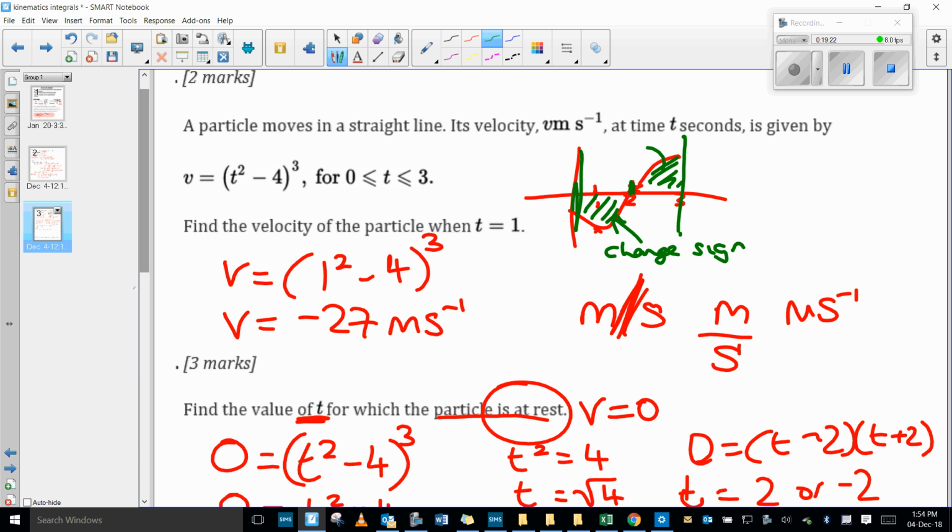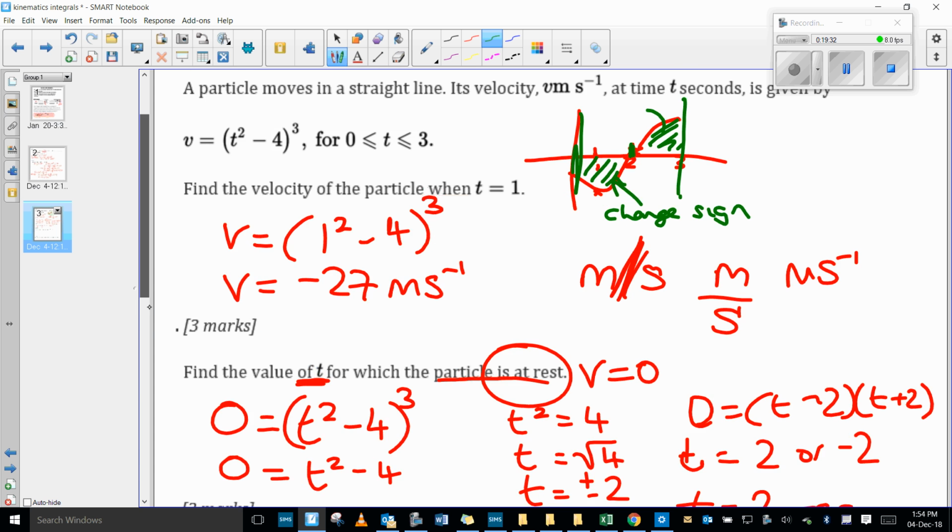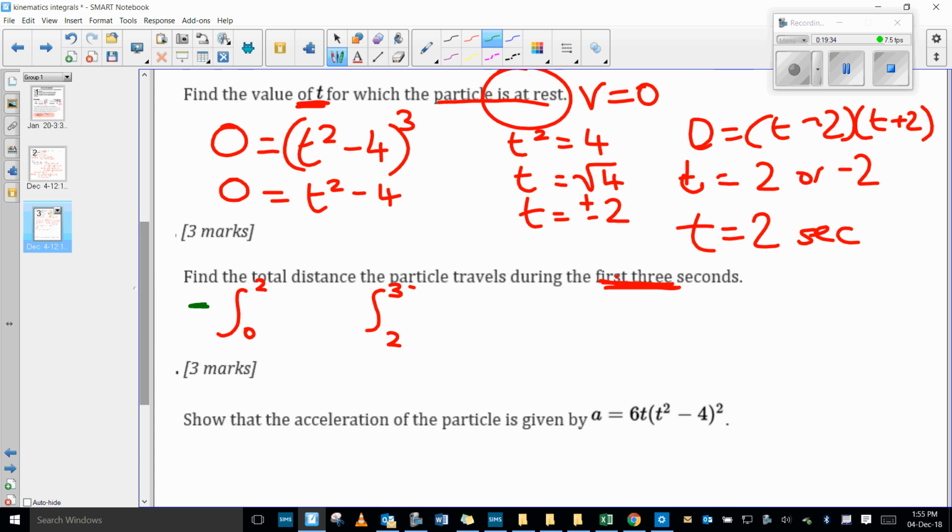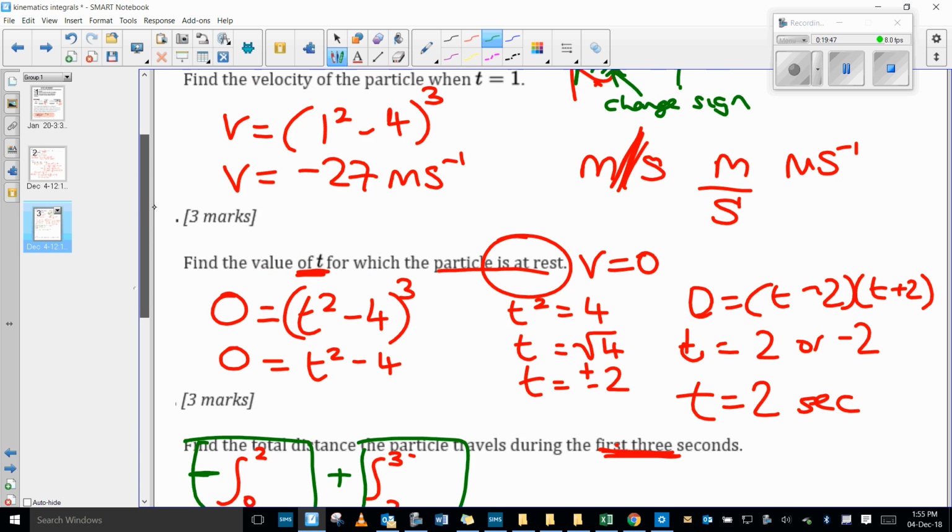You with me now? Yes? So this section here is between 3 and 2, this is between 2 and 0, and so this is the bit we're going to change the sign for, and then we're going to add on the integral between 3 and 2. Right. It's the integral, so we're integrating this expression here.